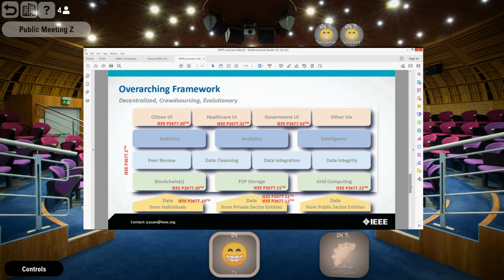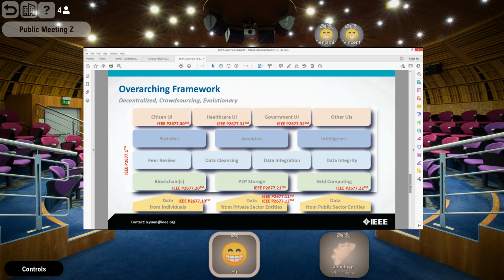And so far we do not have standards talking about the modules, the building blocks in the middle, like peer review, how to do the data cleansing, what kind of artificial intelligence we will use in the middle. So it's possible that we may launch or initiate some new standards in the near future to address the building blocks in the middle.